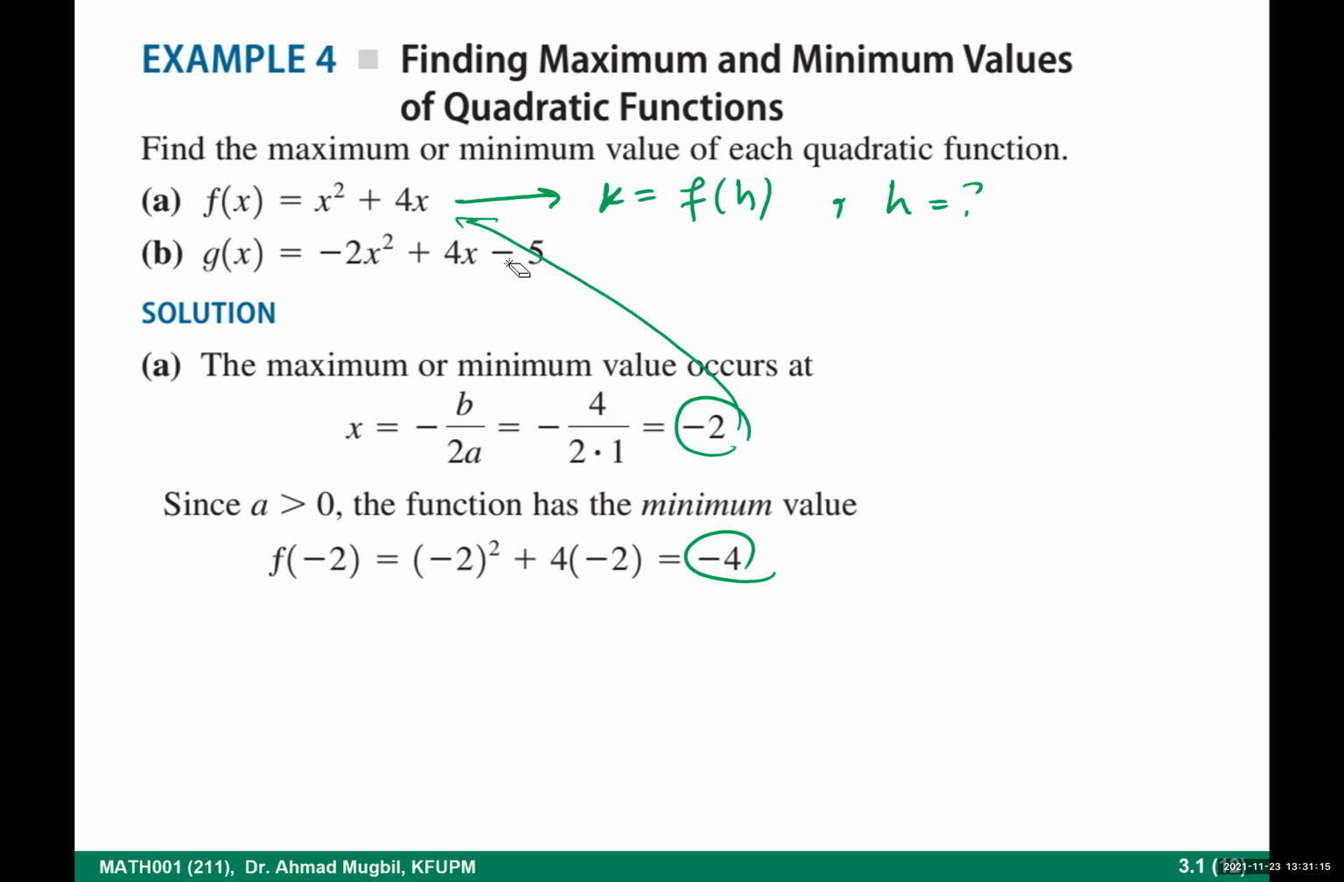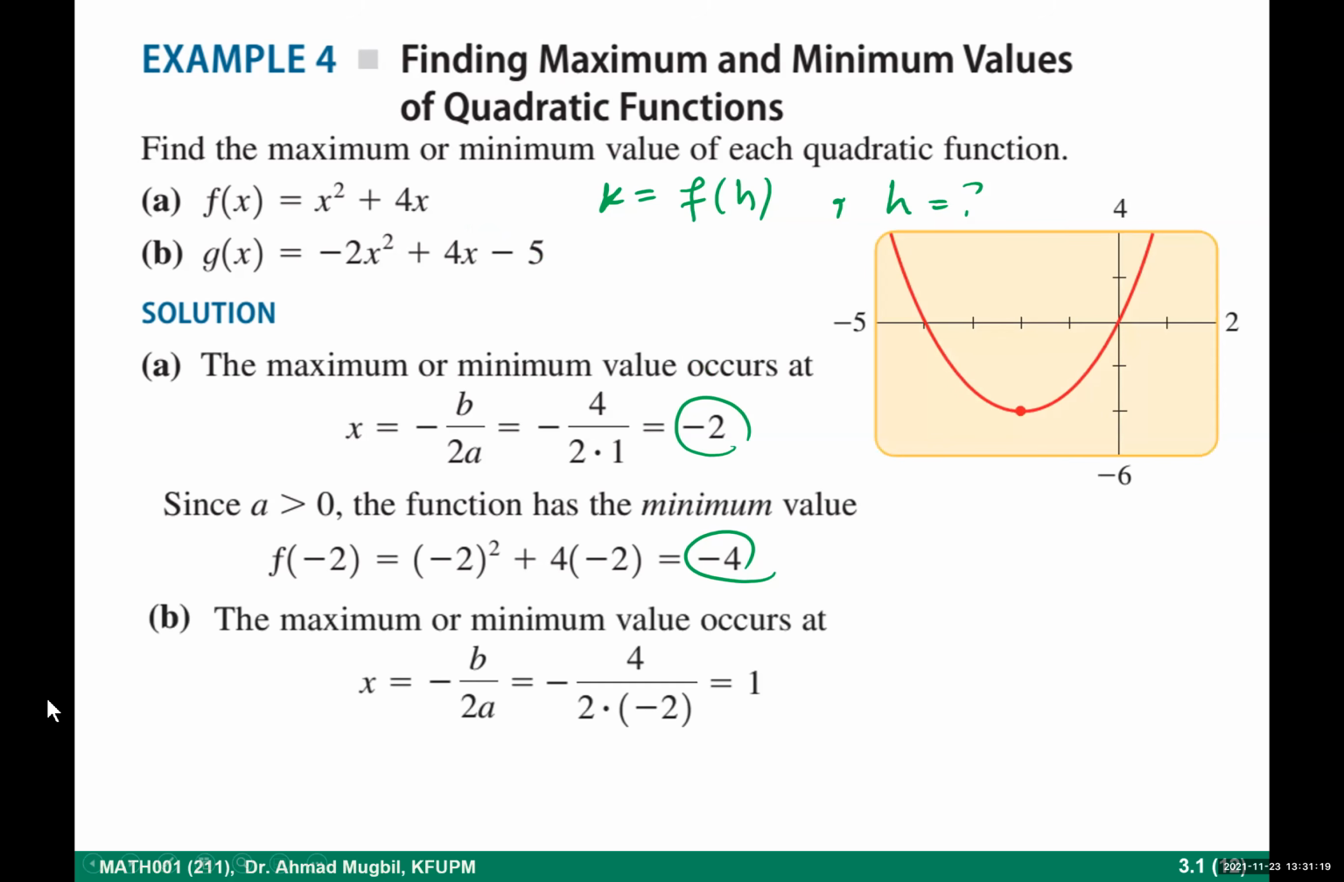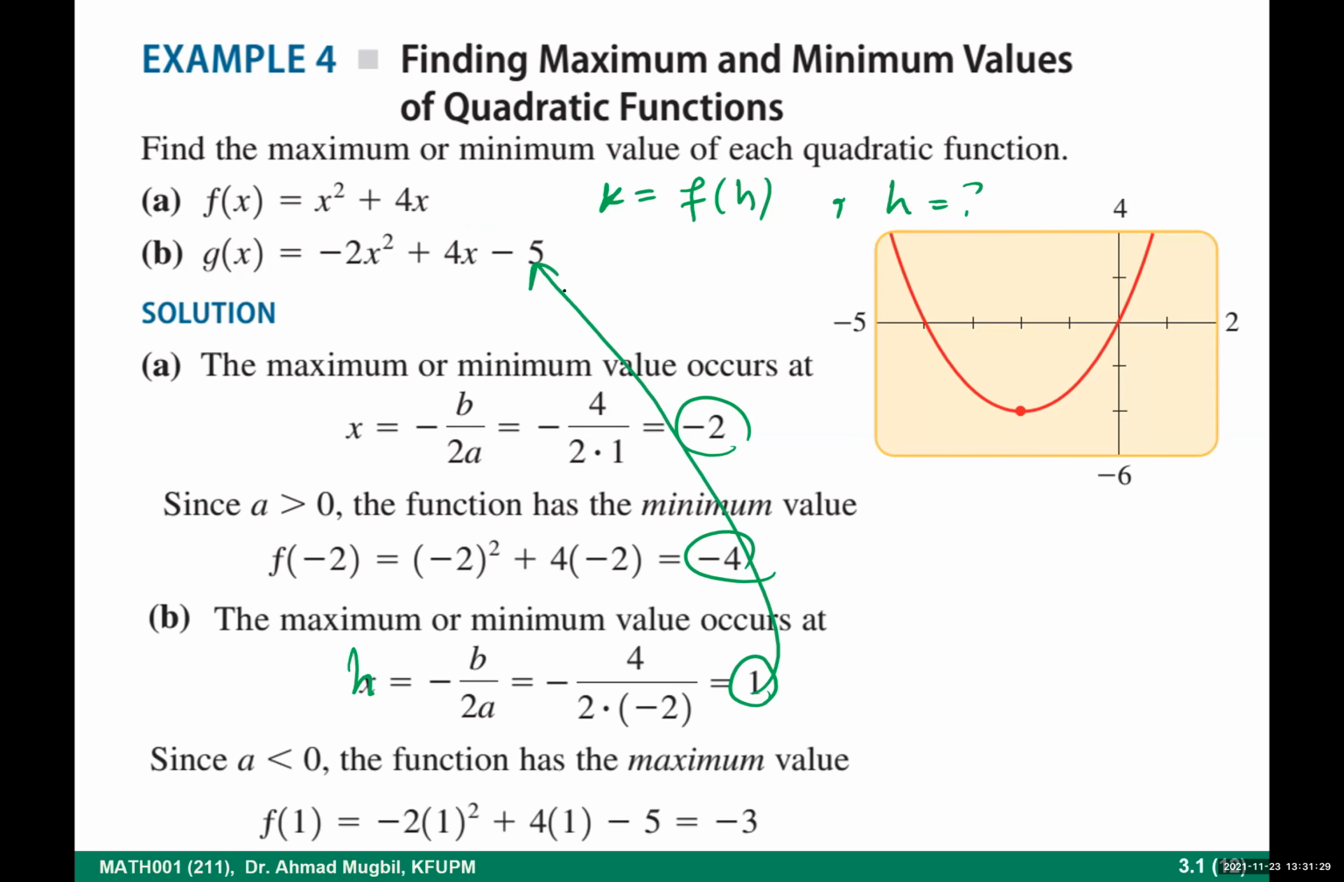For the next one, you will do the same. You will find h, which is negative b over 2a, which is 1. You will go back, substitute, and you will get k. This is k. This is the maximum.